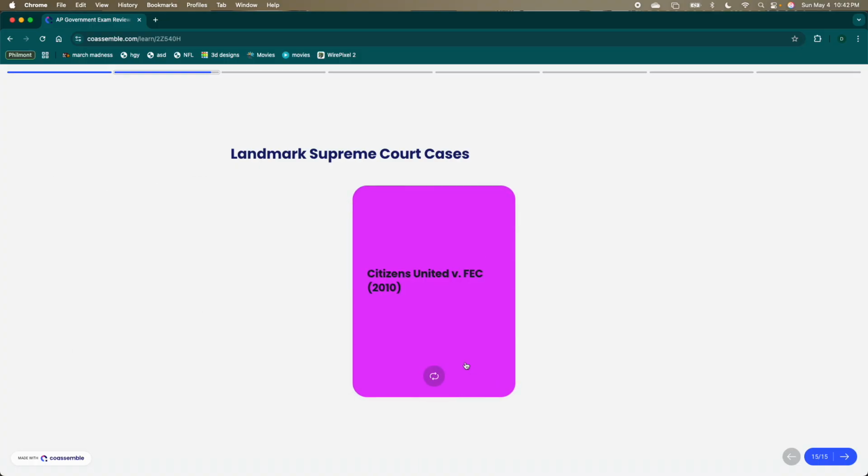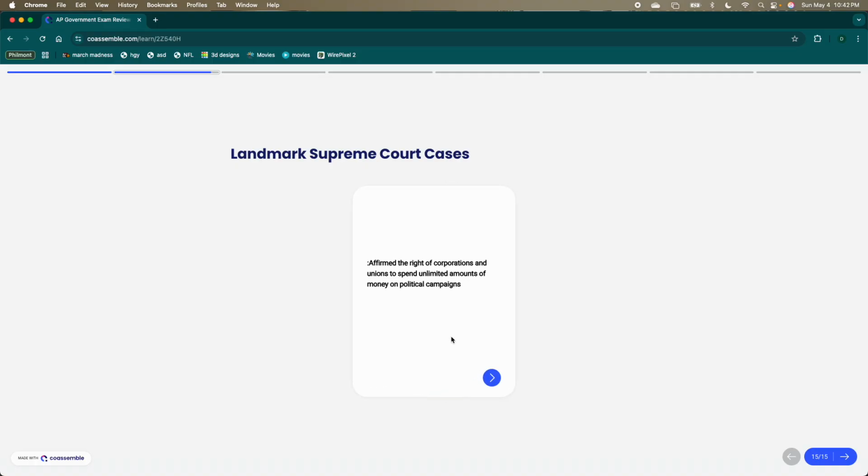And finally, Citizens United versus the FEC, the most recent Supreme Court case. In this case, the Supreme Court ruled that corporations can spend unlimited amounts of money on political campaigns as it's protected by their freedom of speech in the First Amendment.